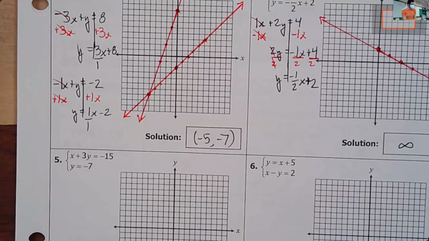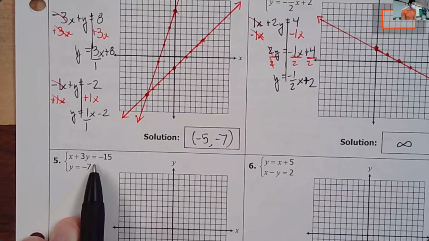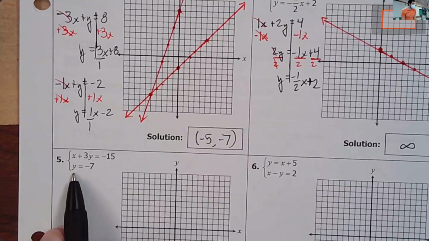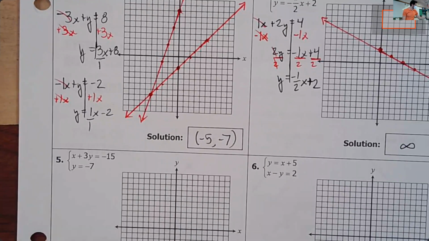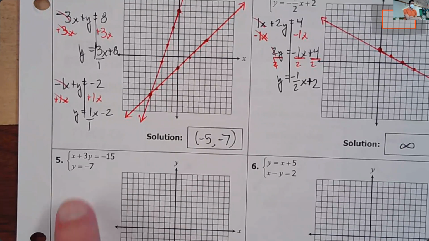So this first equation, definitely not in slope-intercept. What about the second one? What do we do with something like this, y equals -7? We've seen this a few times. Saw it back in Unit 4. Does anybody remember what to do when we see a y equals -7?